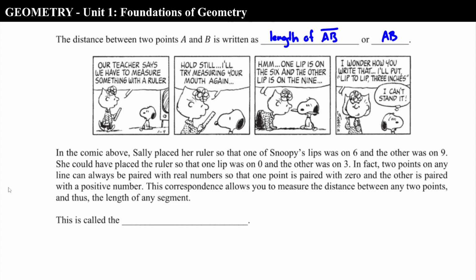So this whole concept, the fact that she could have shifted the whole ruler over and started one lip on 0 to get that distance of 3, where the other side of his mouth would have been on 3, this idea is called the ruler postulate.